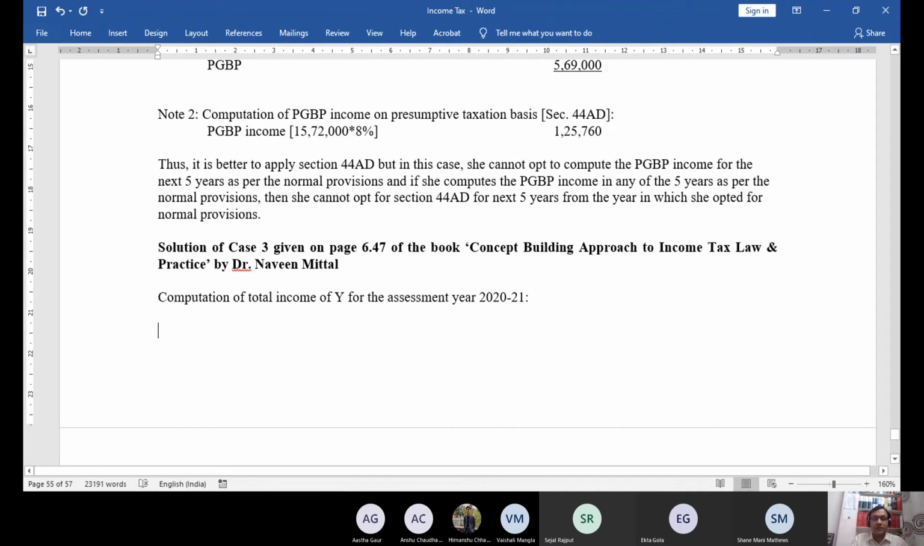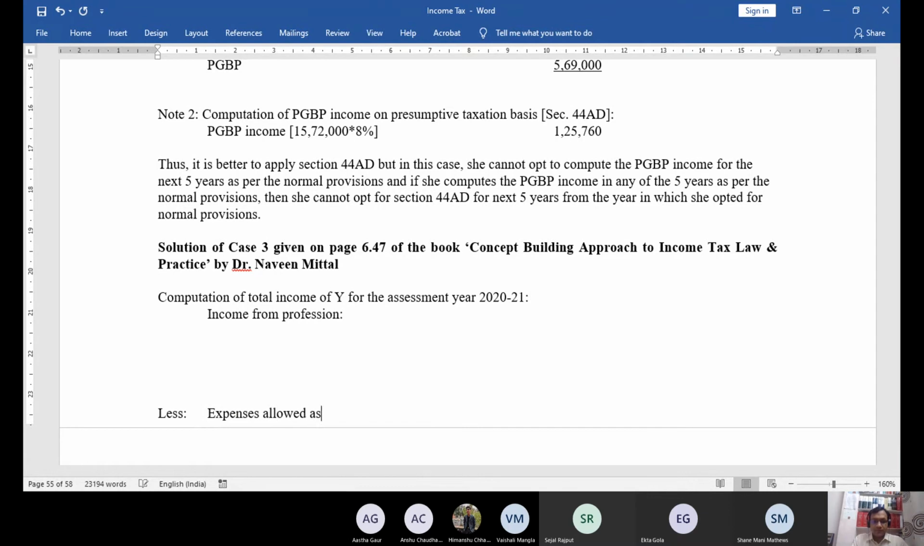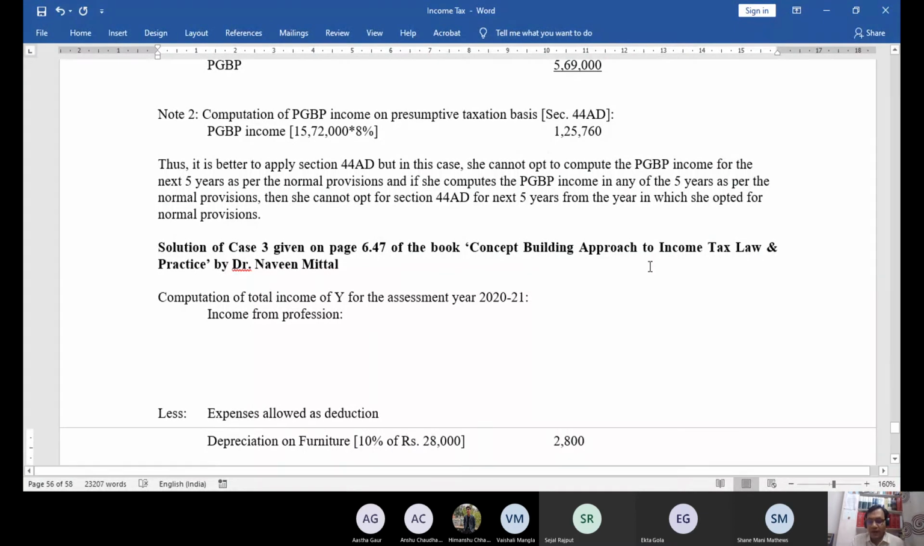So I have started computing PGBP income. On furniture, you can prepare it just like a T-shape, or I am preparing in this way also. Flat 10% of rupees 28,000. This is my first point, 2800. I hope it is clear.